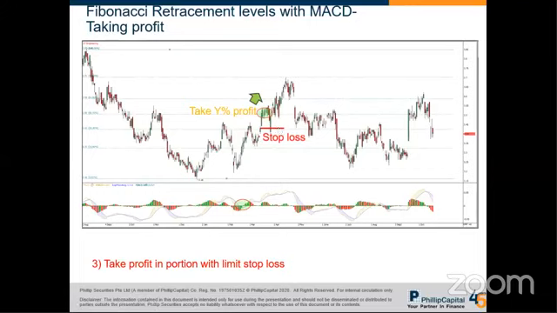If you do a real calculation, this actually helps to increase your risk-reward ratio. Because you already secure some of your profit, it's already in your pocket. You do not have to worry if the market suddenly reverses. That's why it is a good practice to take profit in portions and also have a stop loss.